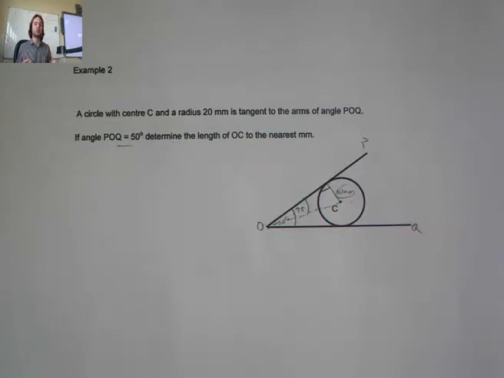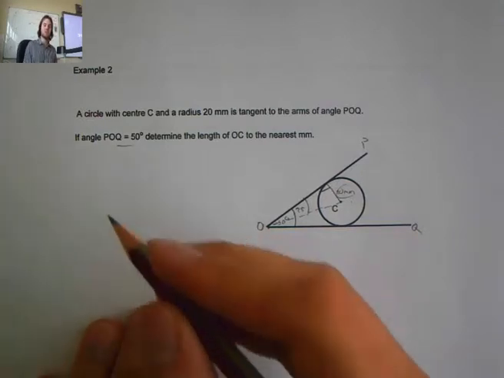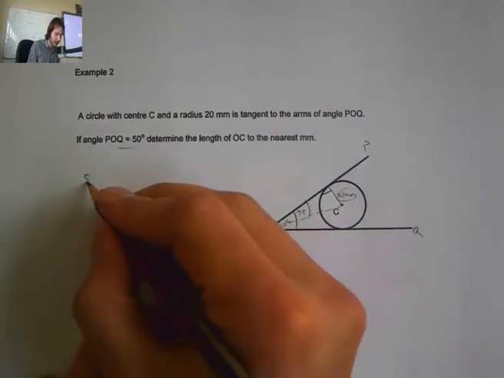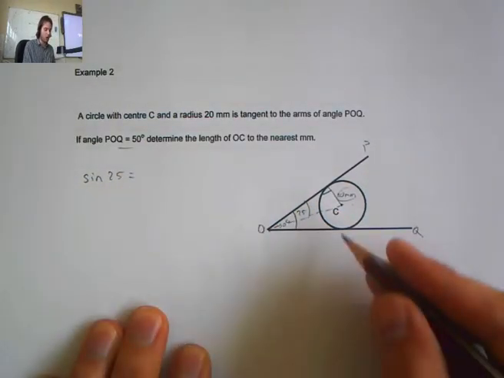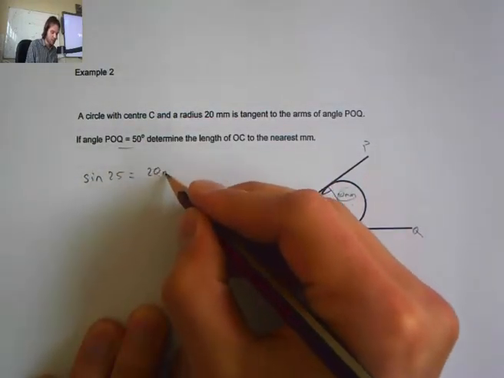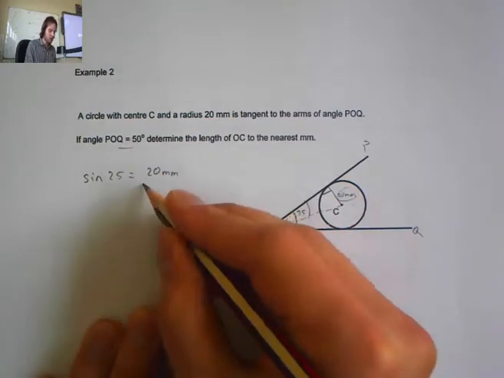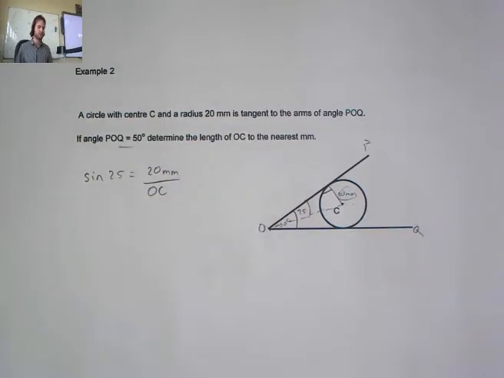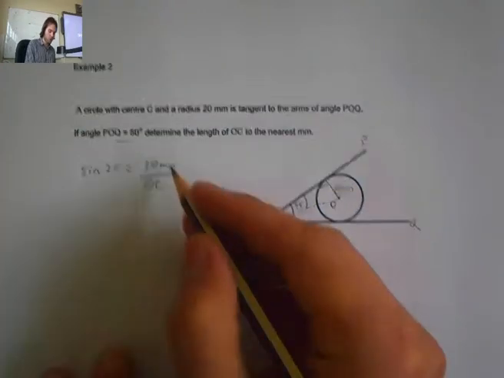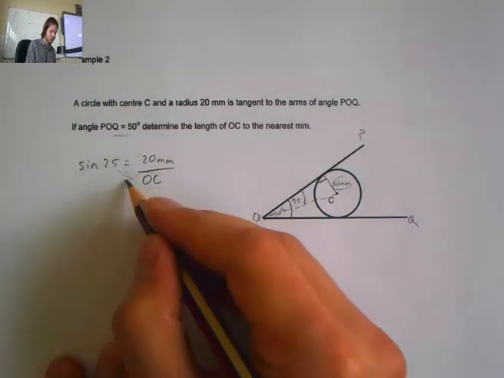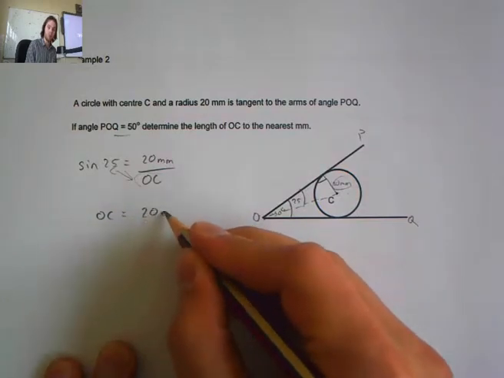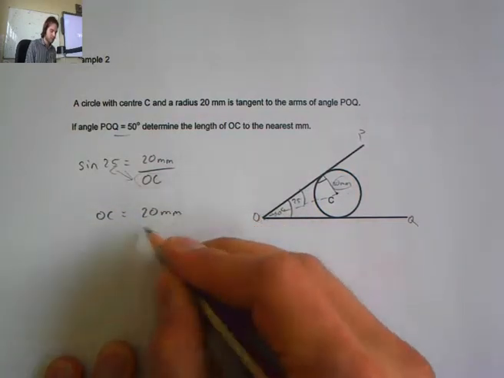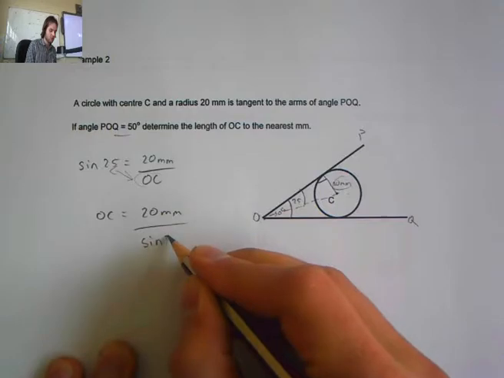So we know the opposite, and we want to find the hypotenuse. We're going to use sine. So in SOHCAHTOA, we're using sine. Okay? So let's take a look at this. I'm going to have sine 25 is equal to my opposite, which is 20 millimeters, all over my hypotenuse, which is side OC. Okay? Now we want to rearrange this, so I want to switch these two. So I want to get OC is equal to 20 millimeters divided by sine 25.